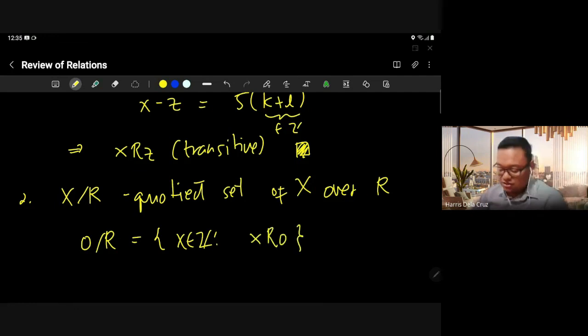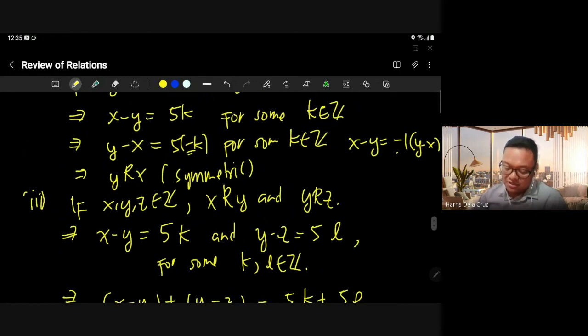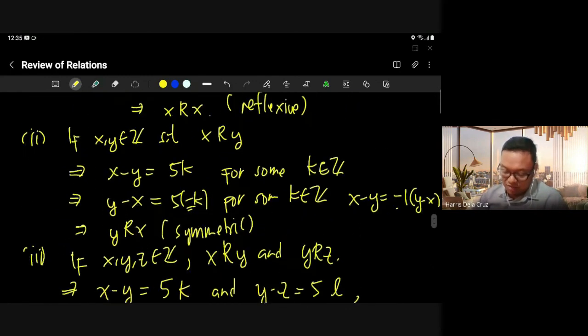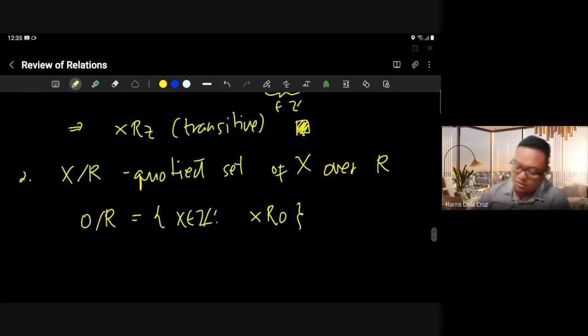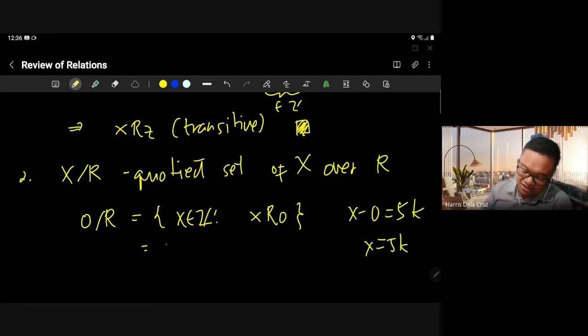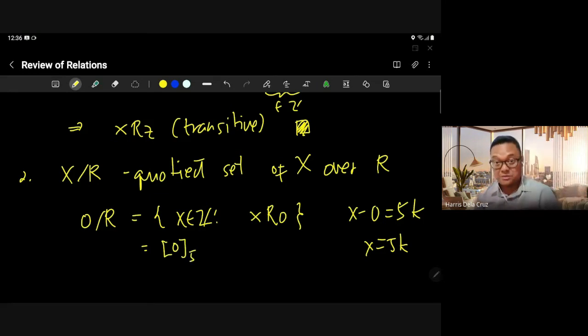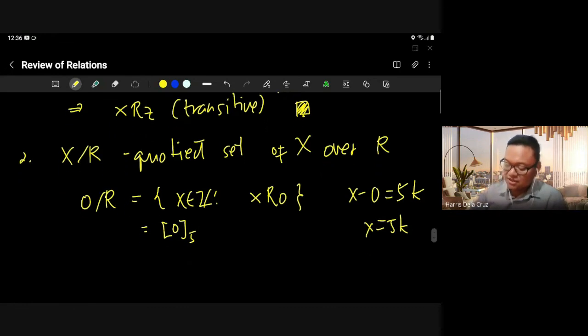Right? Ano ulit yung ibig sabihin ng R? X minus 0 equals some 5 times some integer. So, ibig sabihin nito, x minus 0 is equal to some 5k. So, x is equal to 5k. Right? So, this is nothing but the 0 bracket 5. Natatandaan nyo pa yung notation natin? 0 bracket 5. Okay? So, x equals 5k.